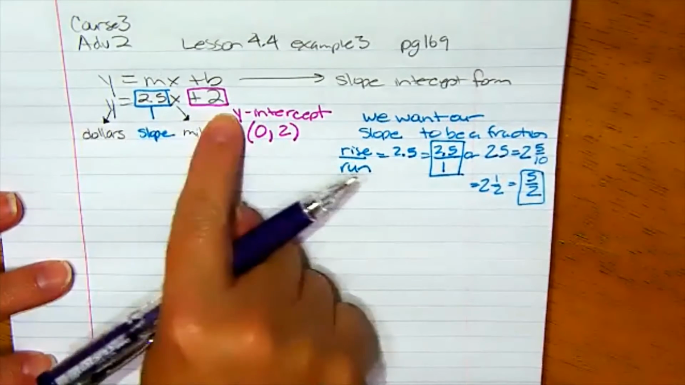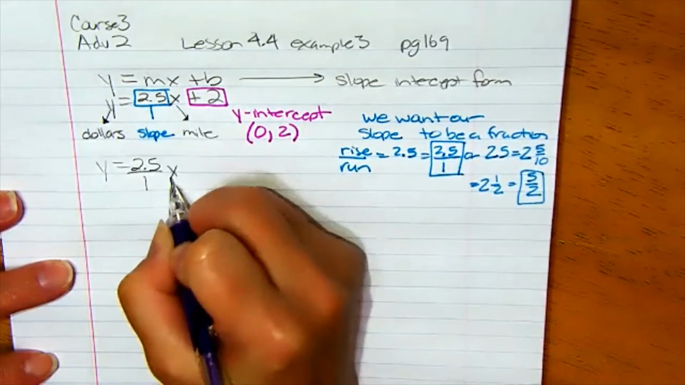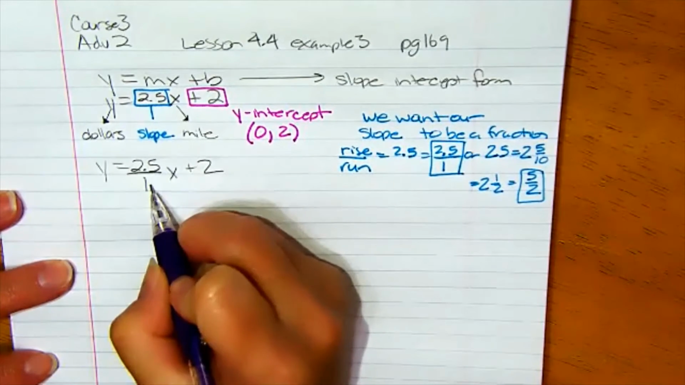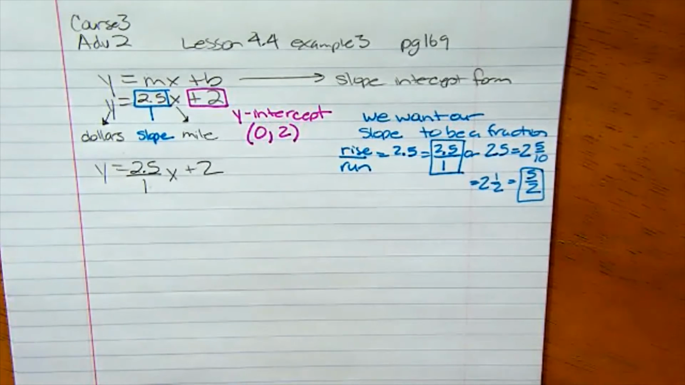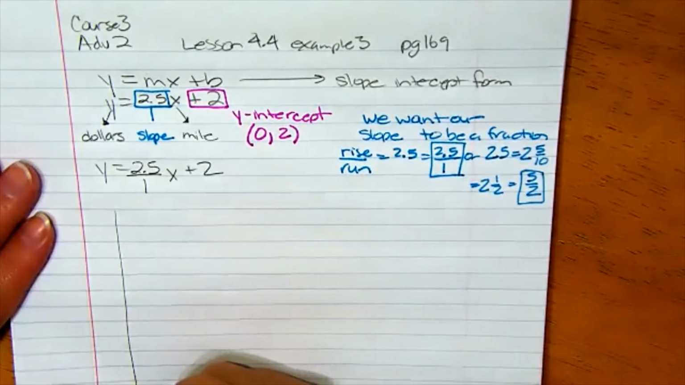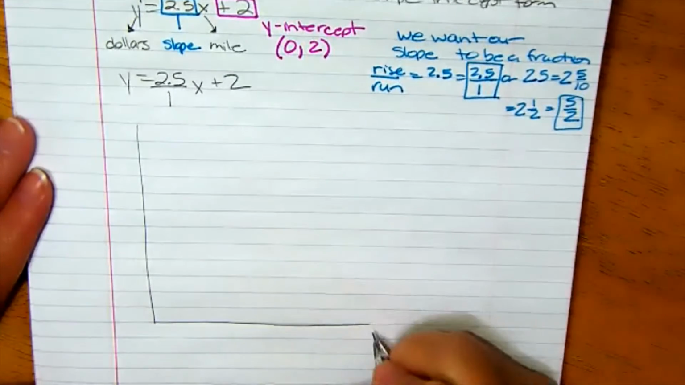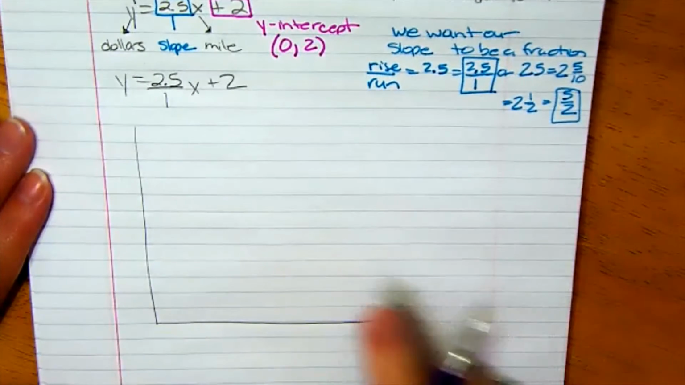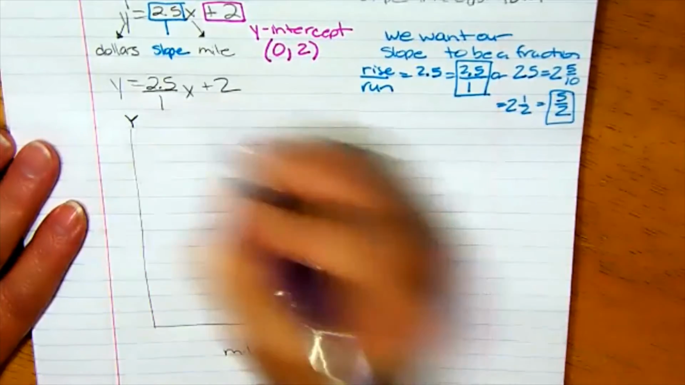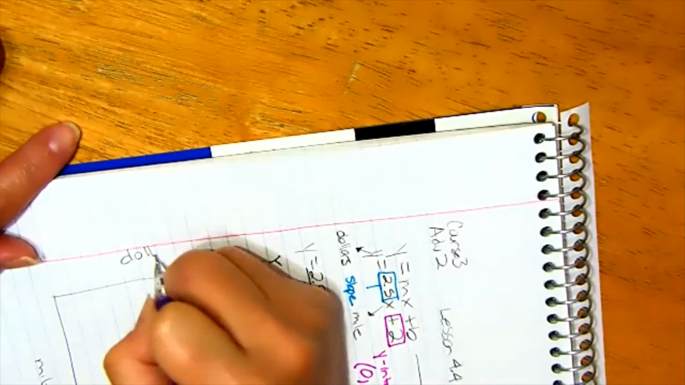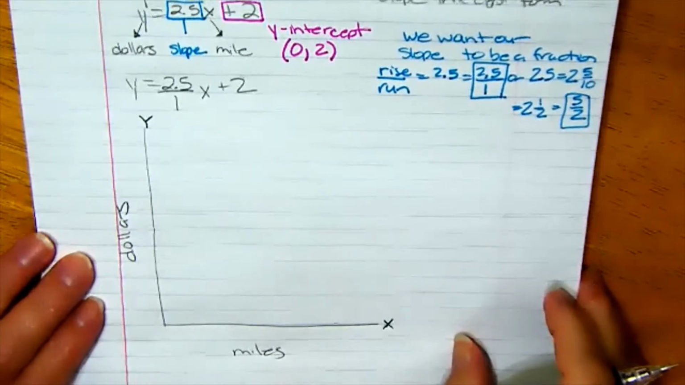Okay, I'm going to rewrite this with my slope as a fraction because this is my rise over my run. Okay, now they asked me to graph this. I can do that. Okay, this is my x, and they told me x was miles. Here's my y-axis, and they told me my y-axis is dollars. It's important to label all of this stuff.